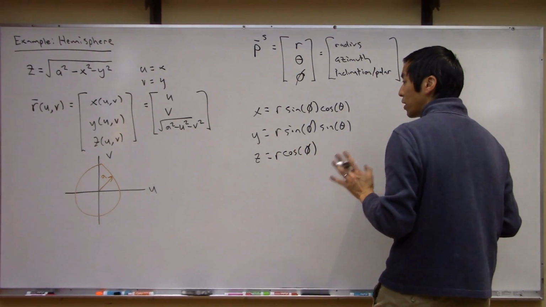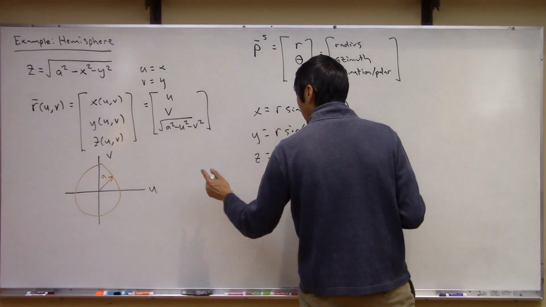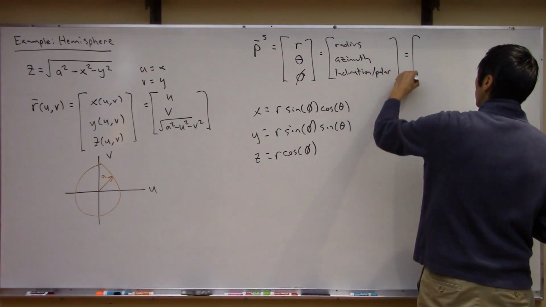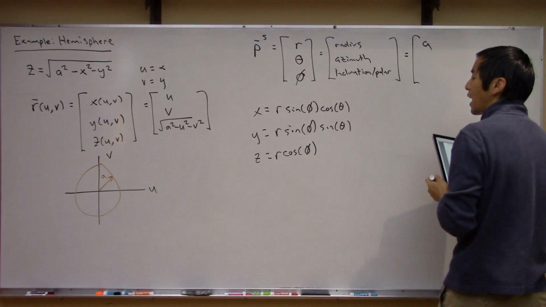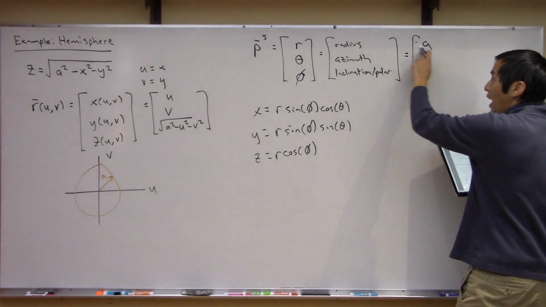Now, what makes this really easy to describe is if you think about spherical coordinates. What we basically have to describe a sphere is that the radius r is just constant at the value a. That's the definition of the sphere of radius a.